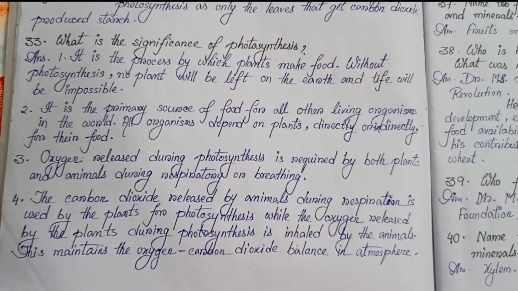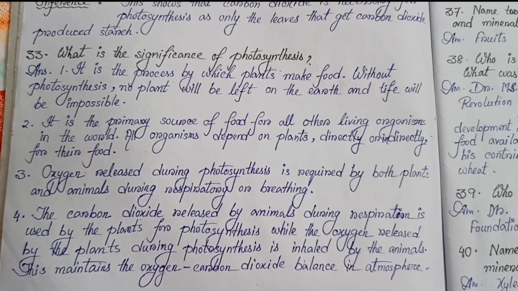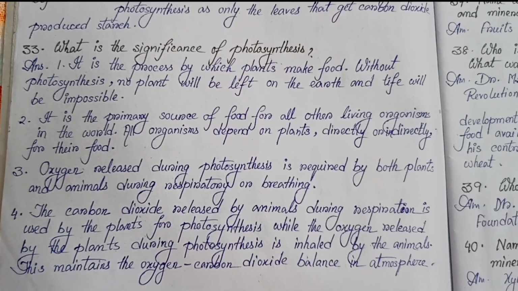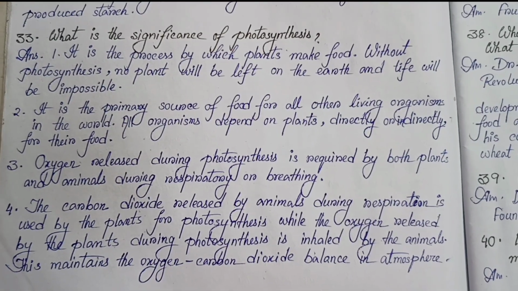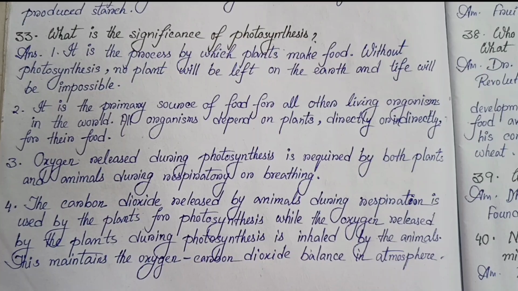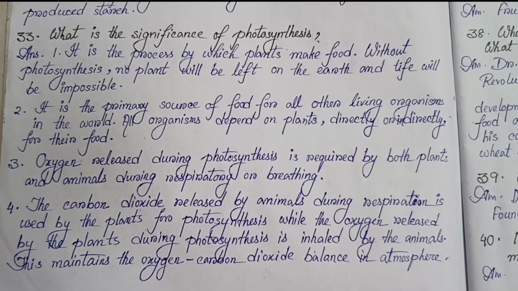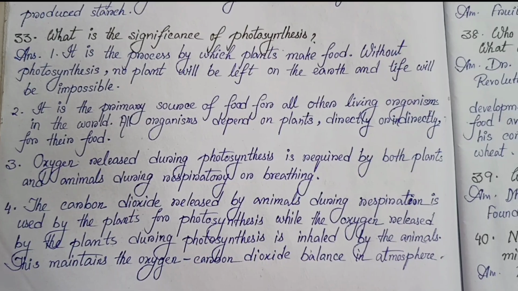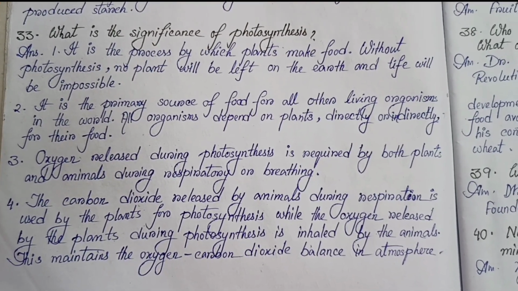33. What is the significance of photosynthesis? Number 1. It is the process by which plants make food. Without photosynthesis, no plant will be left on the earth and life will be impossible. Number 2. It is the primary source of food for all other living organisms in the world. All organisms depend on plants directly or indirectly for their food.